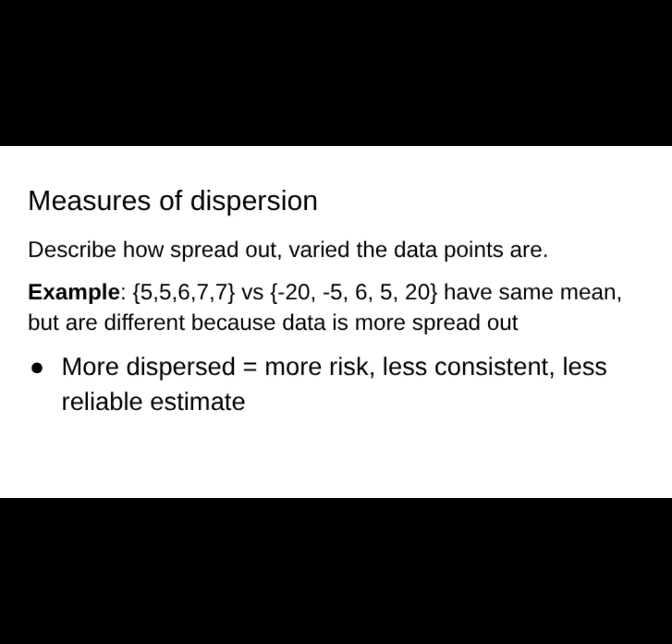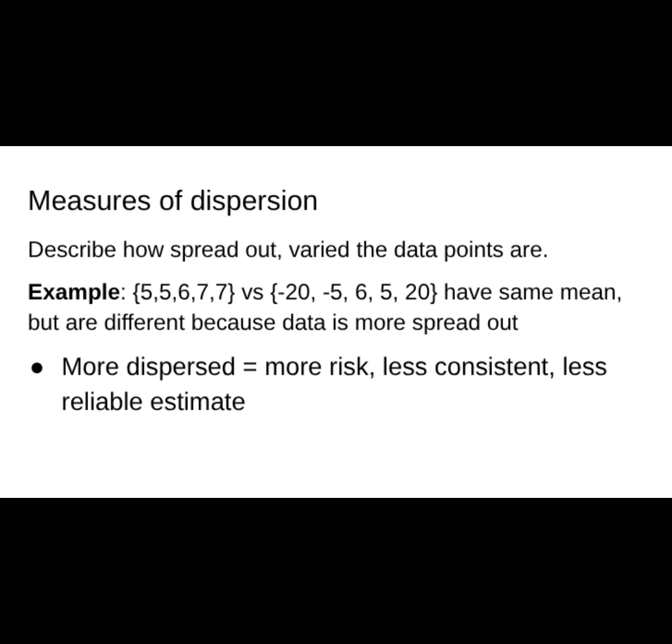We've finally gone through the measures of location. Let's go on to measures of dispersion. Measures of dispersion describe how spread out or varied data points are. Two data sets can have the same mean, but the data points could be much more spread out in one than in the other. Why is it important how spread out the data points are?